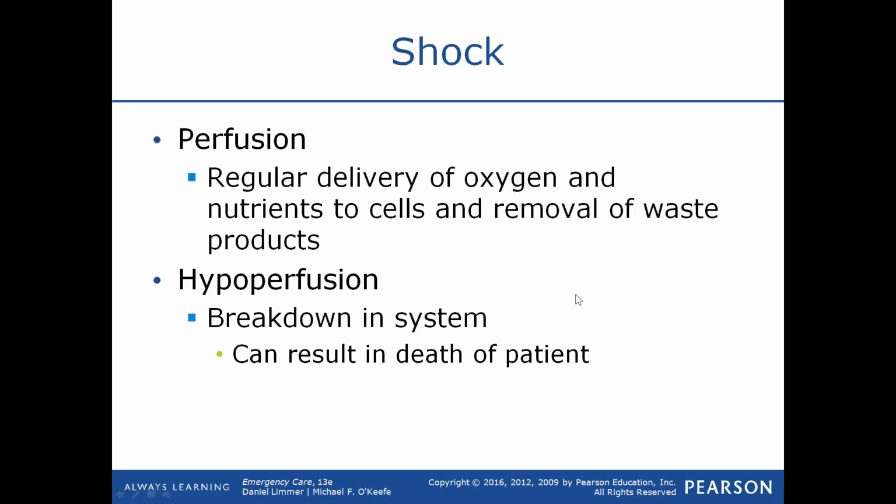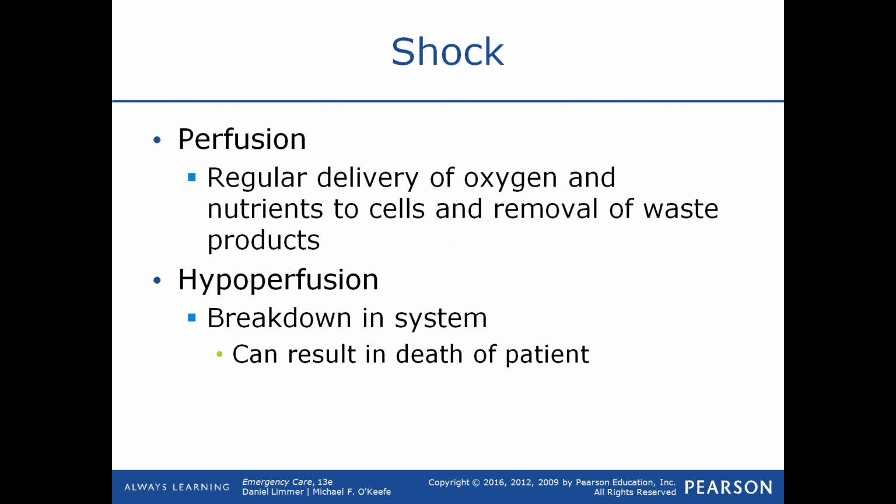So, we learned earlier that perfusion is the delivery of oxygen and nutrients to the cells and the removal of waste products, and that perfusion required an adequate pressure, an adequate blood pressure in order for that to happen.